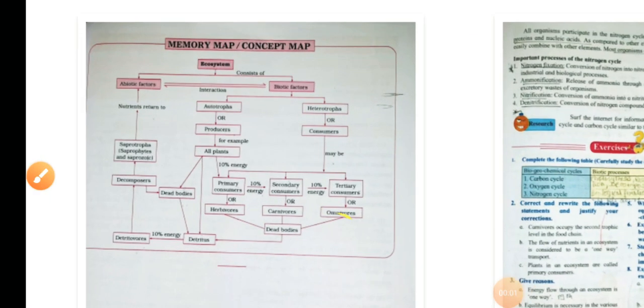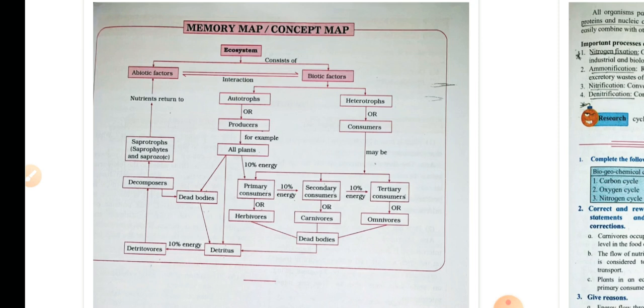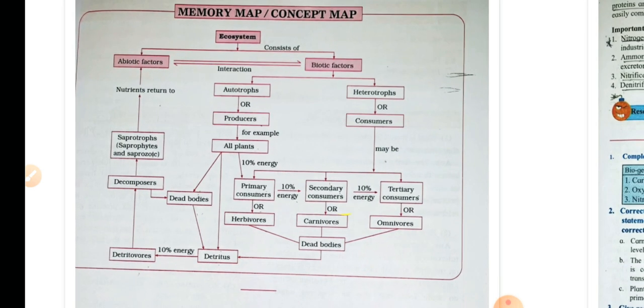So students, we'll go to the last session of this chapter. We will study the concept map or the memory map. So here, ecosystem, as you know, consists of abiotic and biotic factors and constant interactions among them.